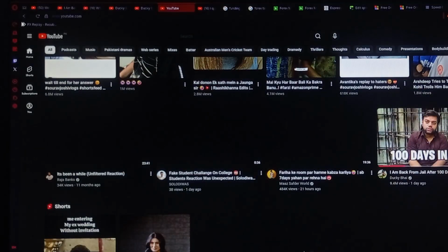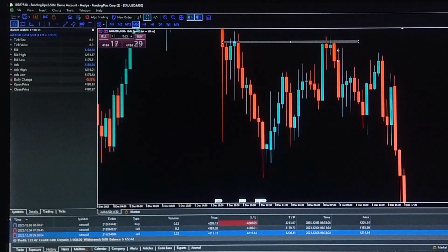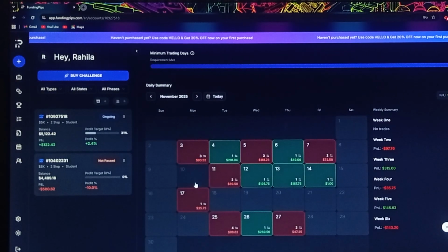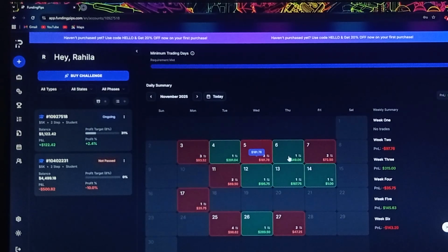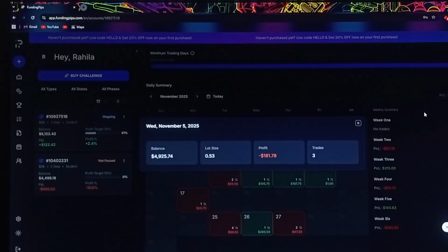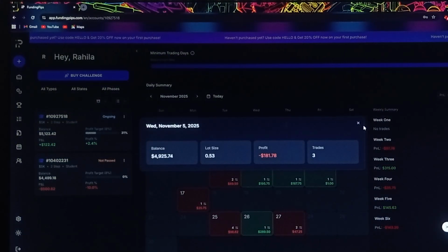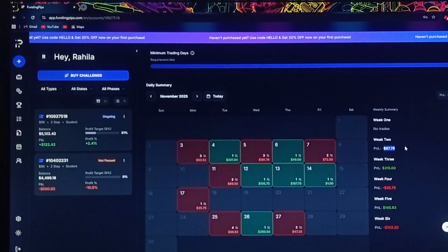I have traded this account for so long, and the only thing keeping me alive in this challenge is that my risk management is in place. You can see that on any trade I didn't lose more than $100. This day I really messed up because I took three trades. In the first trade, I lost $97.